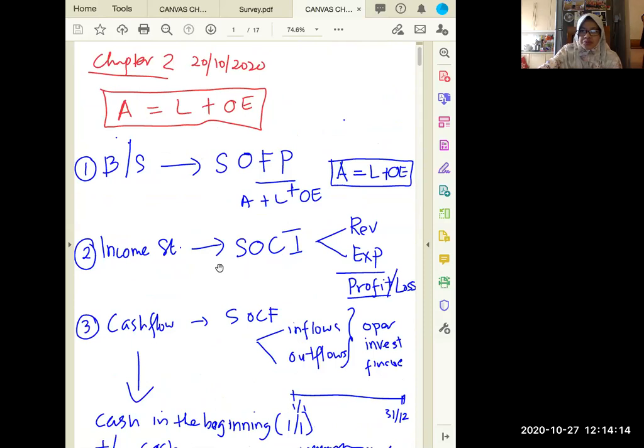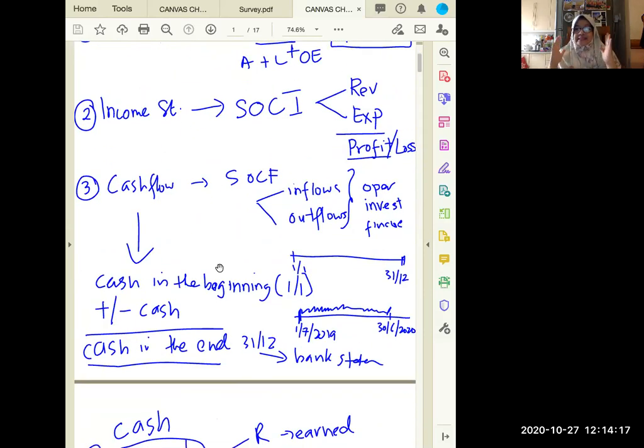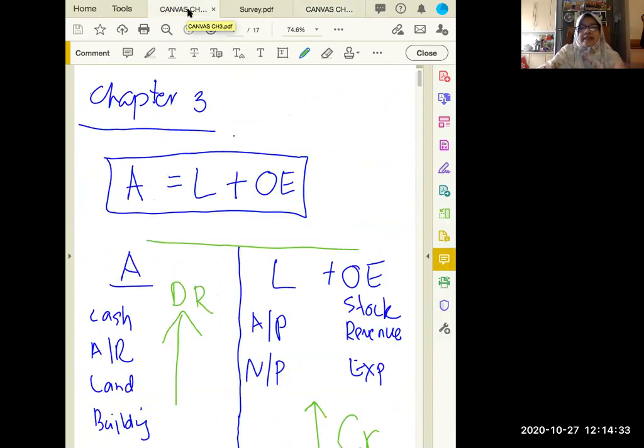So in chapter 2, you have understood the transactions and how each affects your asset, liability, and owner's equity. In chapter 3, we are going to look into how you put the transactions into accounts. We call it a ledger, right? And later after the ledger, we introduce you to the journal.